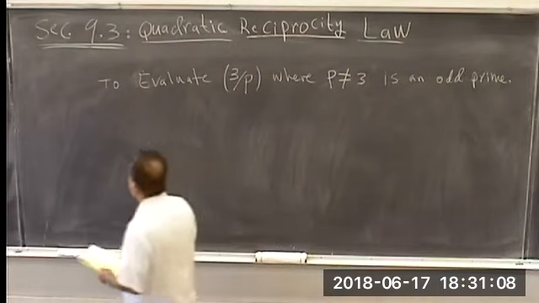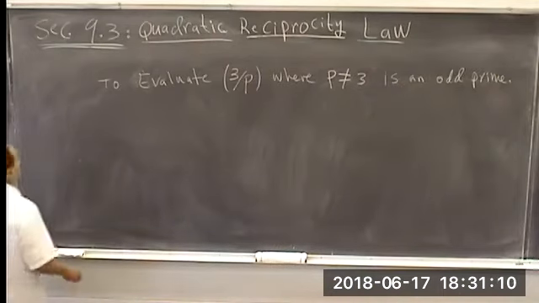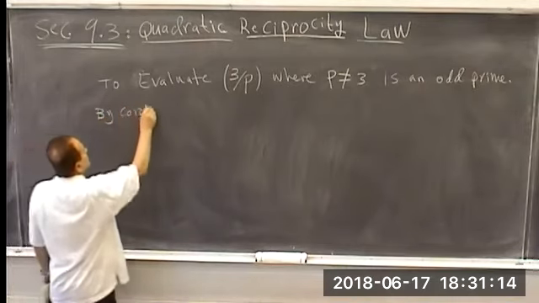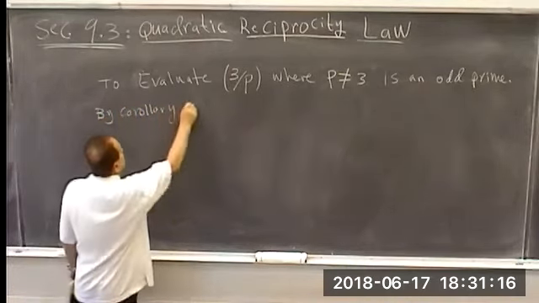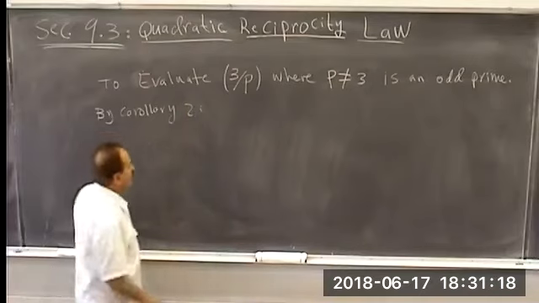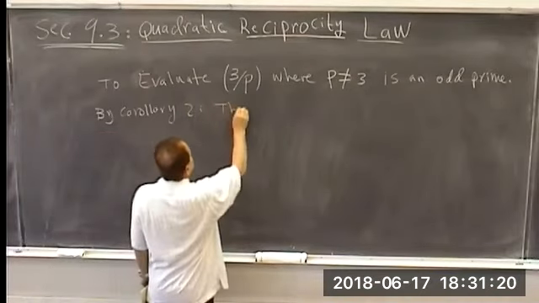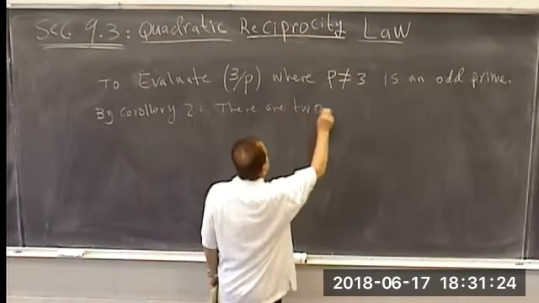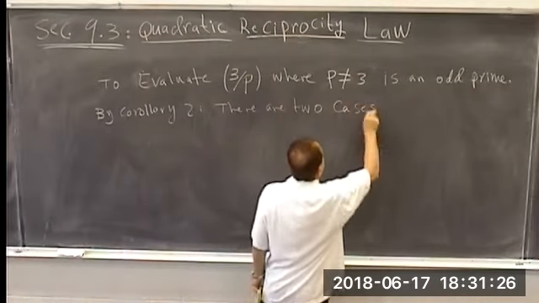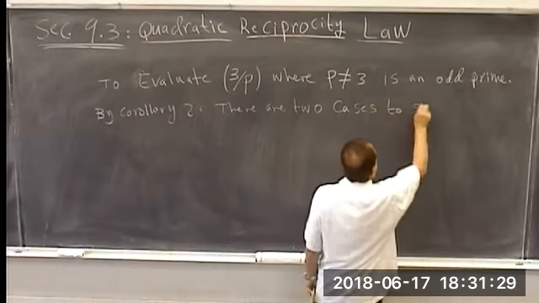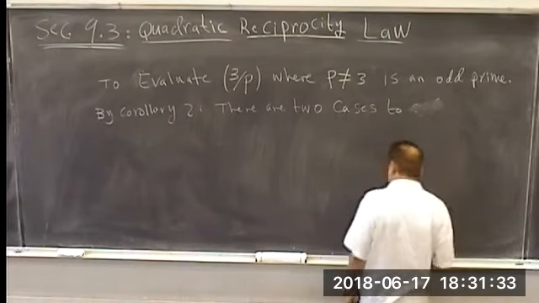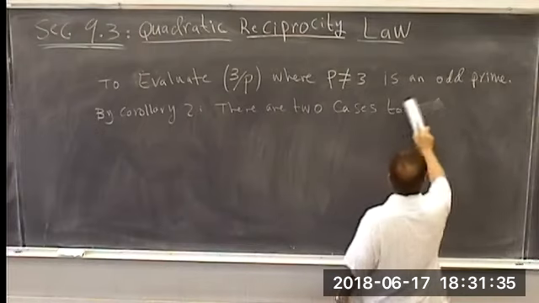Again, we're going to look at it by corollary 2. There are two cases to consider, depending on the form of p.